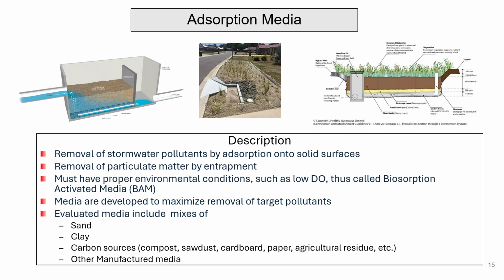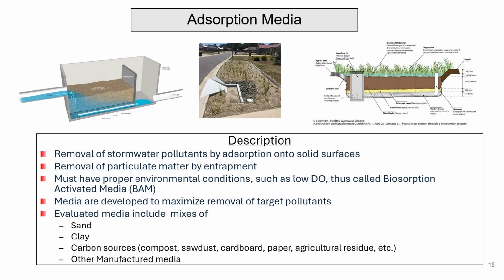Adsorption media represent a key approach for removing stormwater pollutants. This process works in two main ways. Pollutants are adsorbed or adhere onto the solid surfaces of the media, and particulate matter is physically entrapped within the media's structure. For these systems to operate optimally, particularly for biological processes, they must have proper environmental conditions, such as low dissolved oxygen. When these specific conditions are met, we refer to them as biosorption activated media, or BAM, as these environments enhance the removal capabilities.